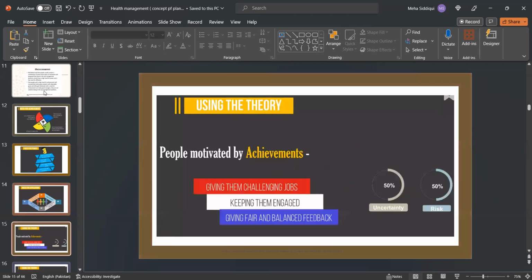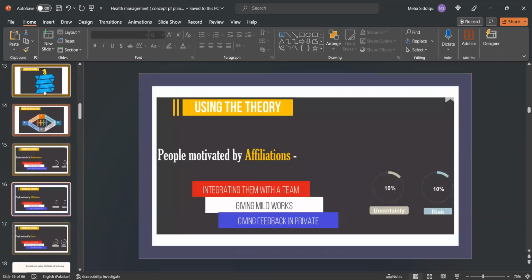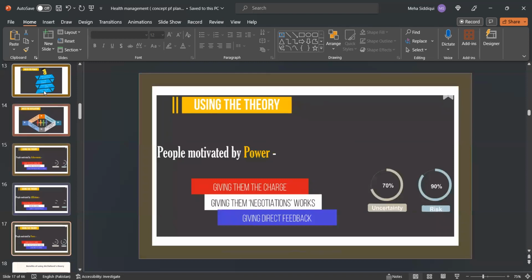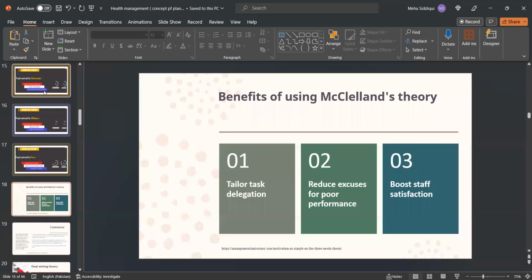Using this theory, people motivated by achievement should be motivated by giving them challenging jobs, keeping them engaged, and giving fair and balanced feedback. People motivated by affiliation through integrating them with a team, giving mild work, and giving feedback in private. People motivated by power through giving them charge, giving them negotiation work, and giving direct feedback. So the benefits of this theory are tailored task delegation, reduced excuses for poor performance, and boosted staff satisfaction.